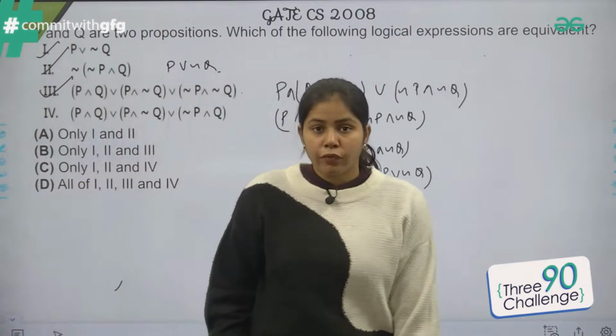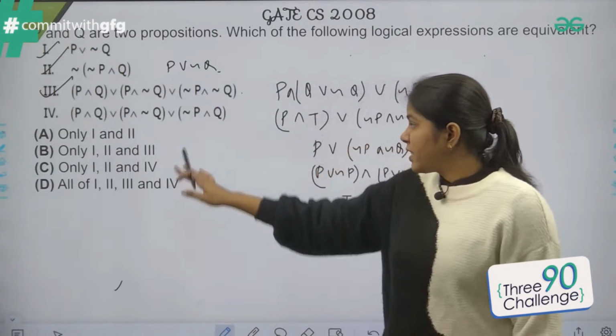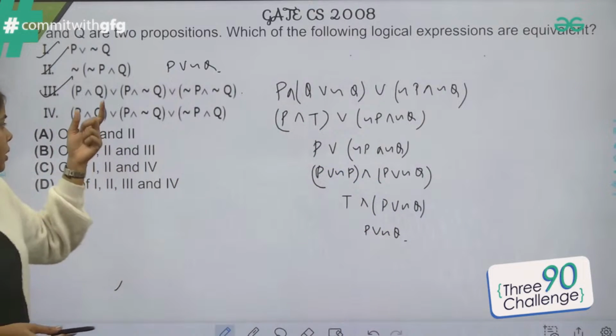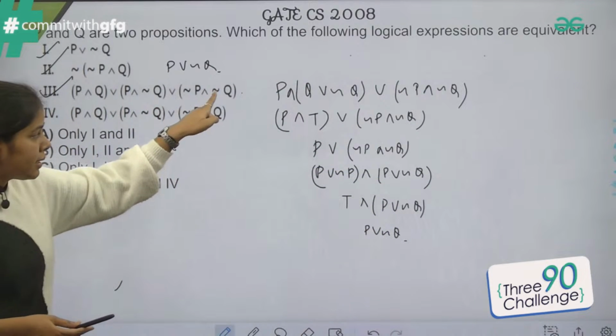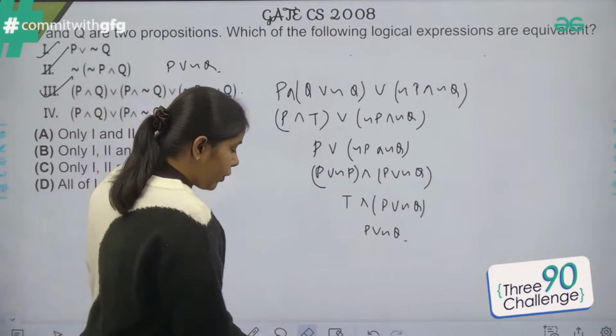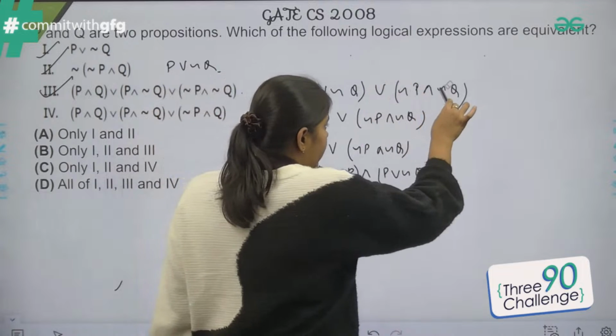Now we'll check the fourth one. But I can see that there is a minor difference between the third and fourth. You can see here, right? There is no negation. We do not have a negation. What I'm doing here is making changes in this one. I'm not solving it again and again, right?